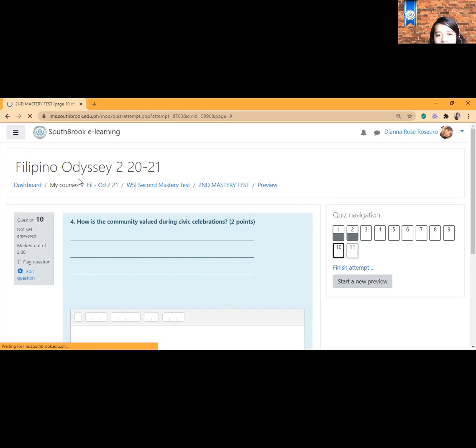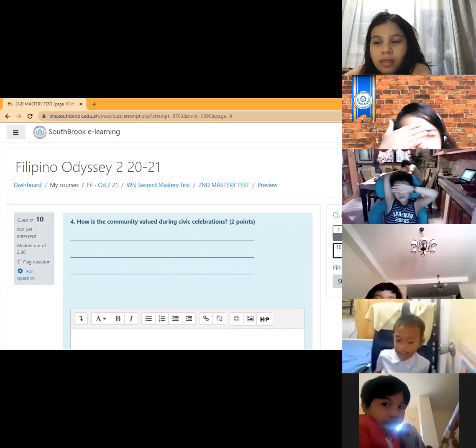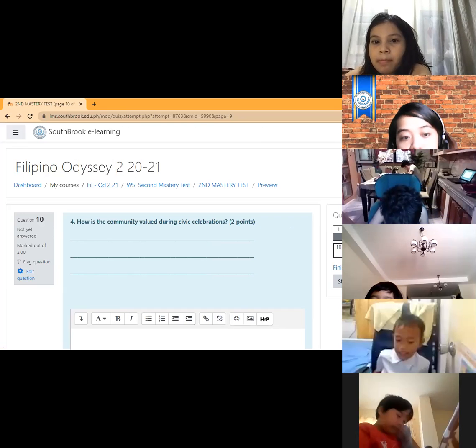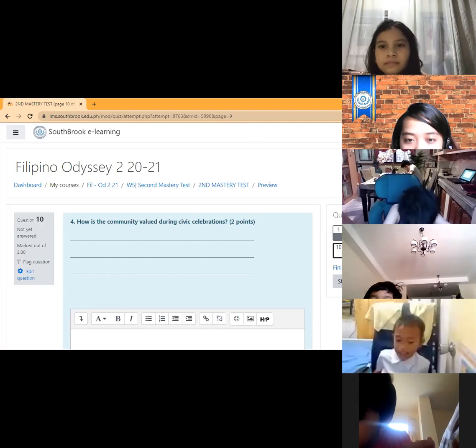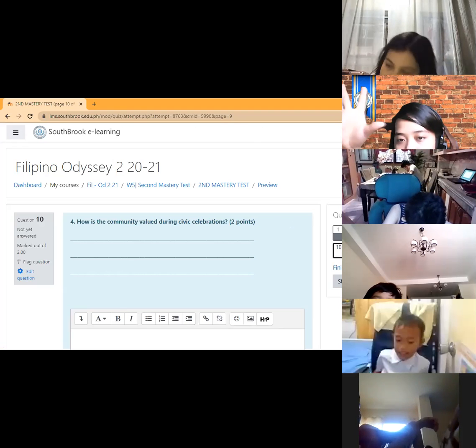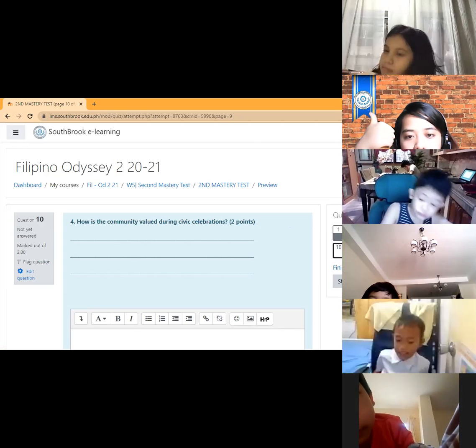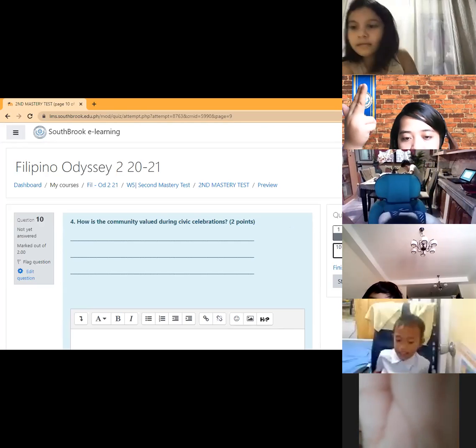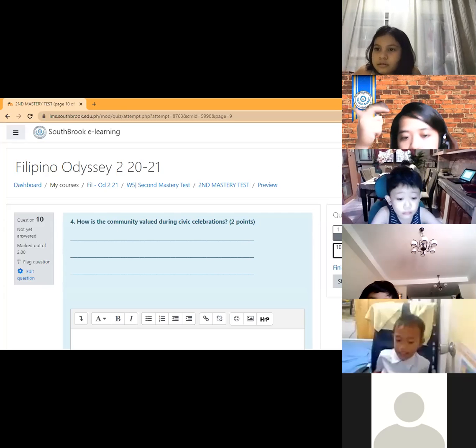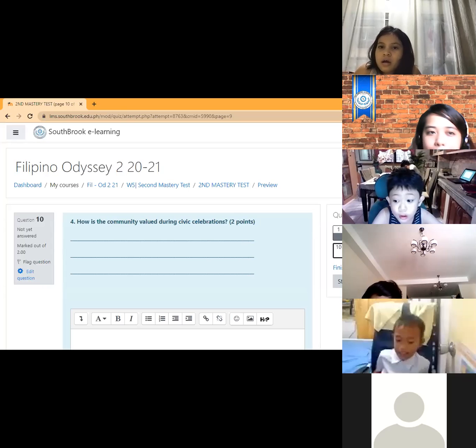And then for number 10, how is community valued during civic celebrations? How do we value the civic celebration? Example, in Cebu City during Rizal Day, they celebrate through a presentation, such as people dancing in front of the city hall. There are games, and speeches from the mayor and the other councils. That's how we celebrate it.